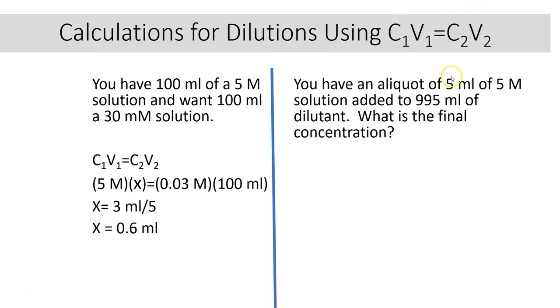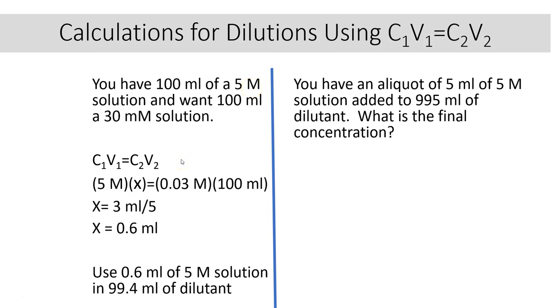X, as you know, is the volume 1, which is the amount of volume that you take of your stock solution to prepare your final dilution. 0.6 ml would be the amount of stock solution that you would take. Since you need to prepare 100 ml total volume, you would then add 99.4 ml of the diluent to your mixture.